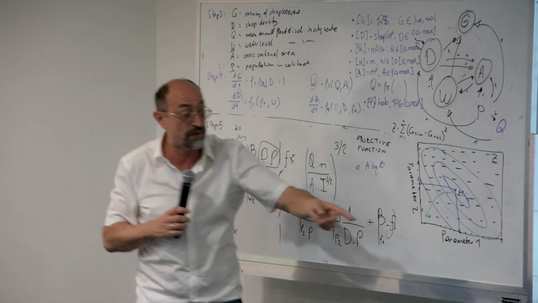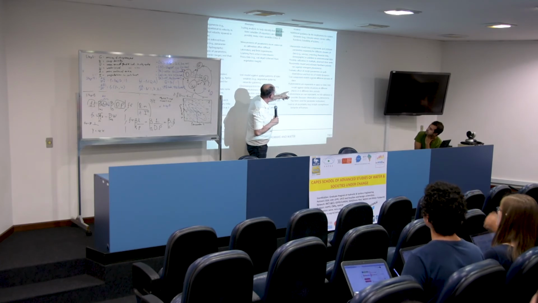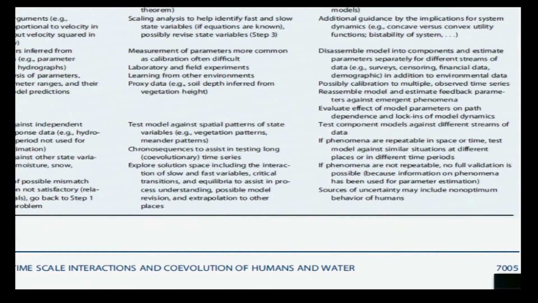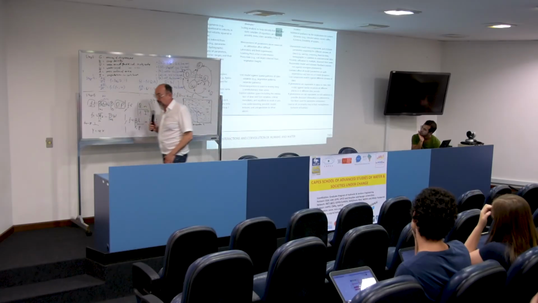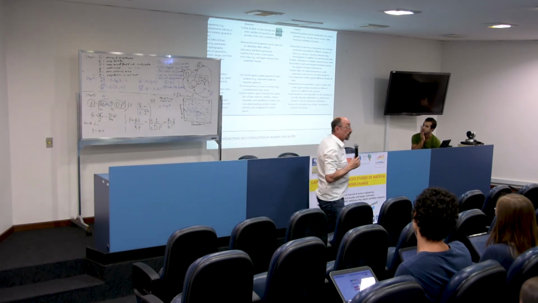This is the first thing. Test component models against different streams of data. If a phenomenon is repeatable in space or time, split sample in space or time, then it's good. If they're not repeatable, full validation is not possible, because the information on the phenomena has been used for the parameter estimation. We have discussed that. Sources of uncertainty may include non-optimum behavior of humans, so people that do not respond like Homo economicus. Okay, that's it.